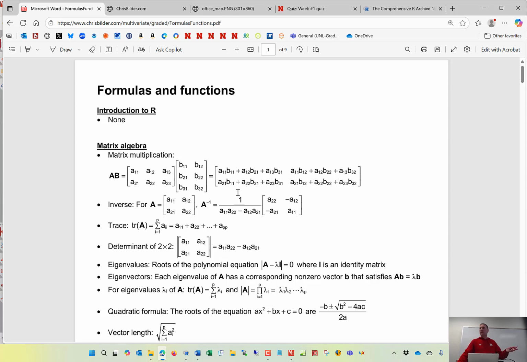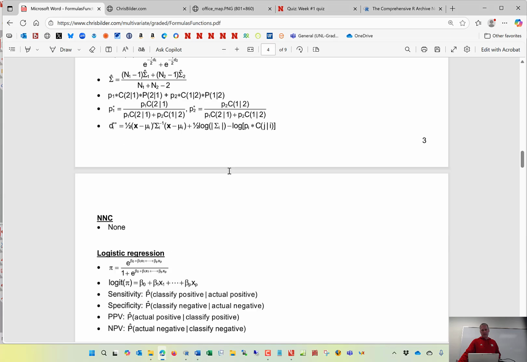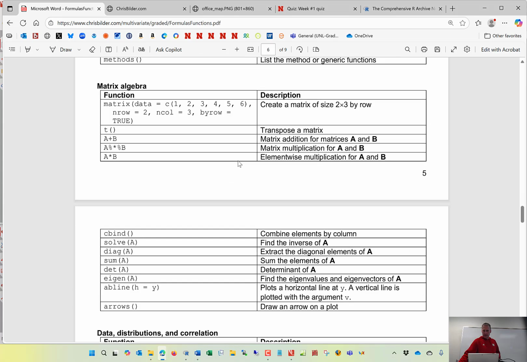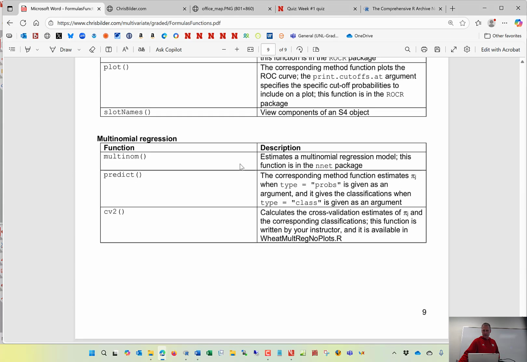So you can see for matrix algebra, how to multiply two matrices together. And then if we come down here, you see every R function that we're going to be using in this course, along with a description of it. So this could be a nice little quick reference for the stuff that we're going to be doing. And as you can see, as I page down, that's on page 5, all the way down to page 9. So there's a lot of stuff that we're going to be doing in R.